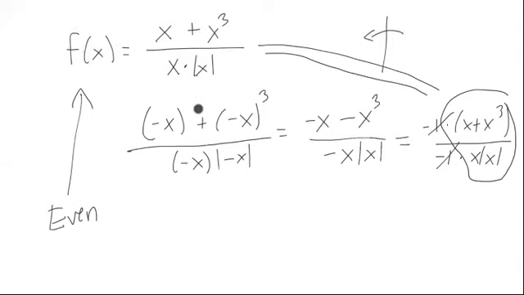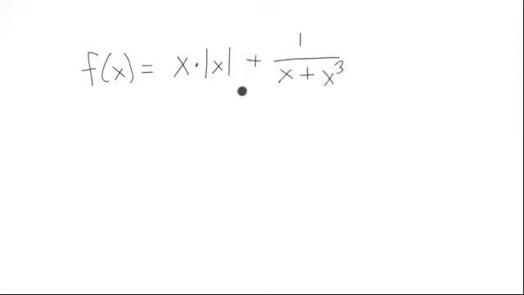Let's look at one more example on top of this one. What if we did f of x is equal to x times the opposite value of x again, plus 1 over x plus x cubed. Let's look at this one.